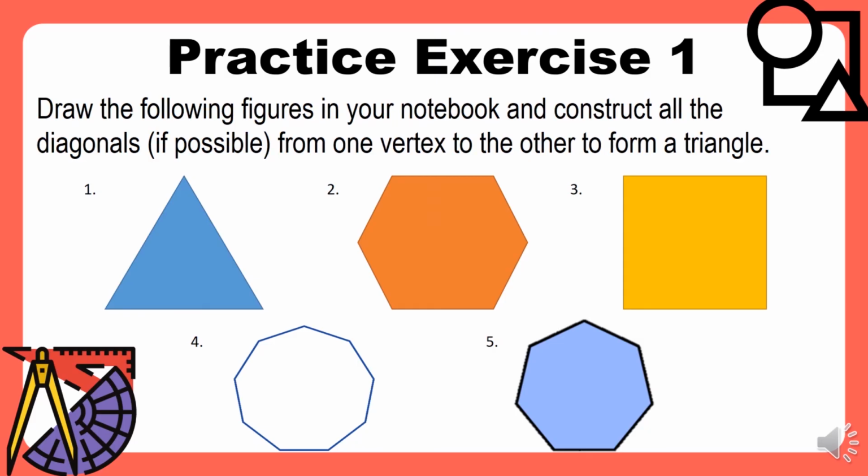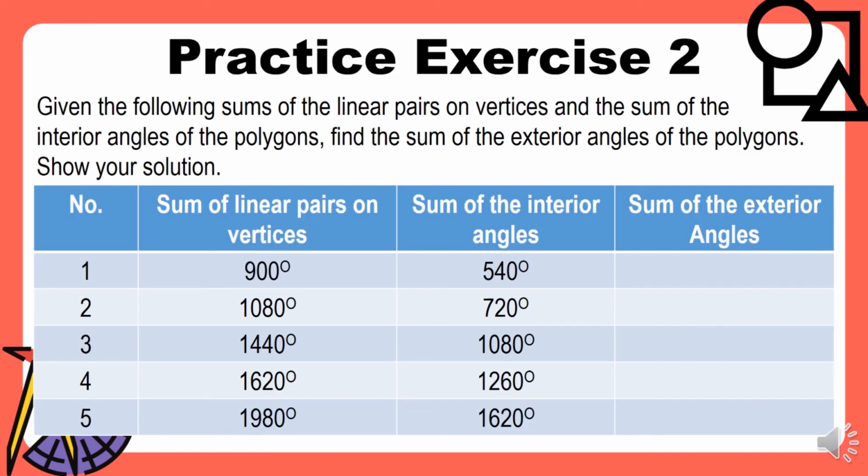Practice Exercise 2. Given the following sums of the linear pairs and vertices and the sum of the interior angles of the polygon, find the sum of the exterior angles of the polygons. Show your solution. Sa pamamagitan ng mga data na ibinigay o mga sukat sa degrees, maging ang formula mula sa ating aralin, isolve ninyo ang sum of exterior angles. Ipakita ninyo ang paraan kung paano ito nakuha.